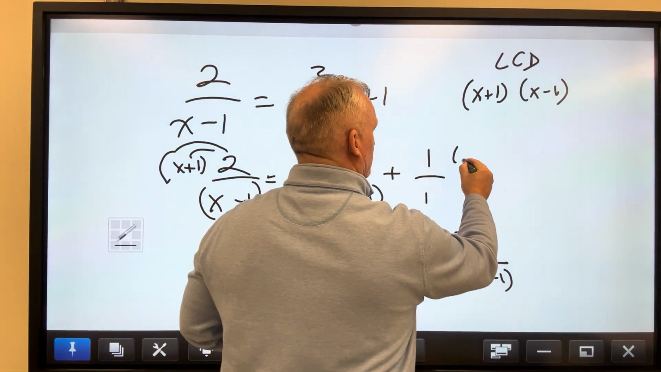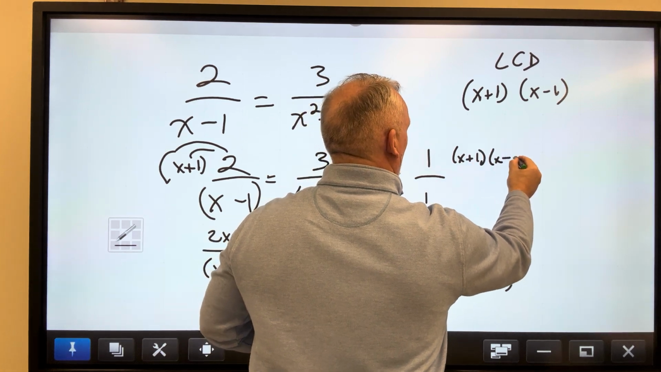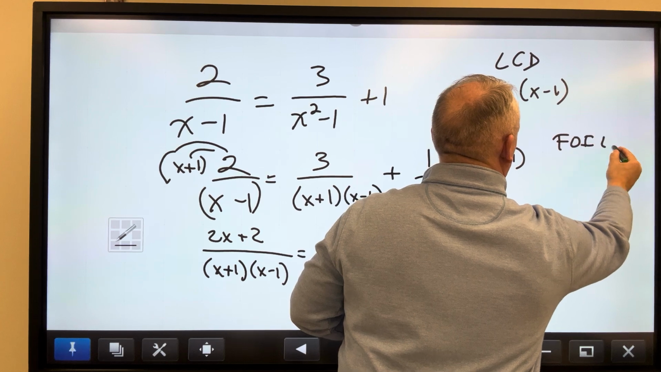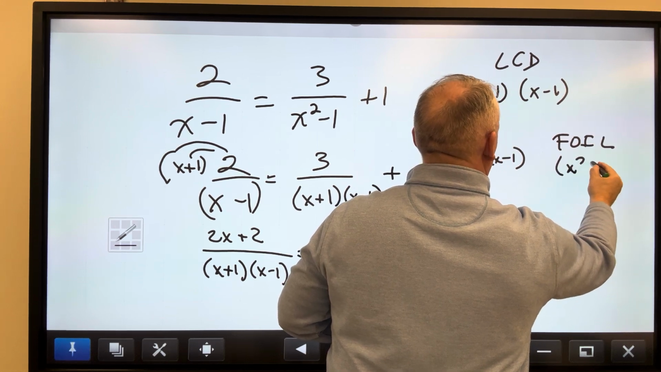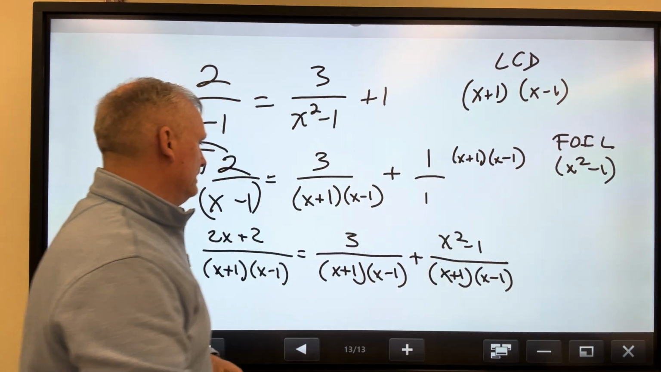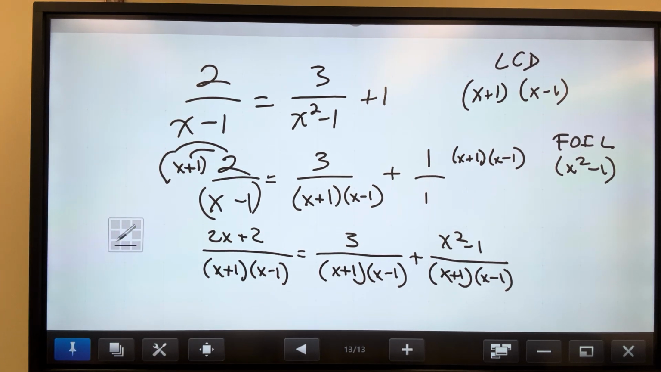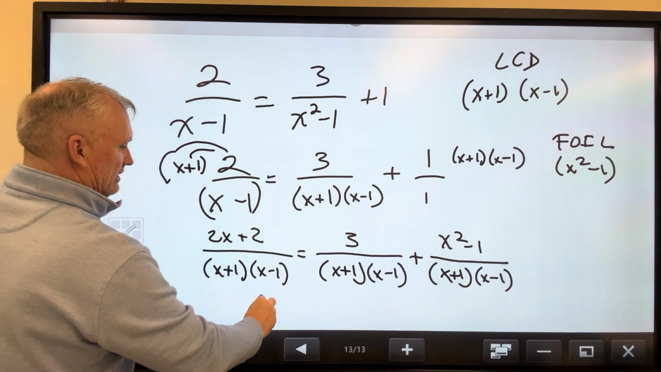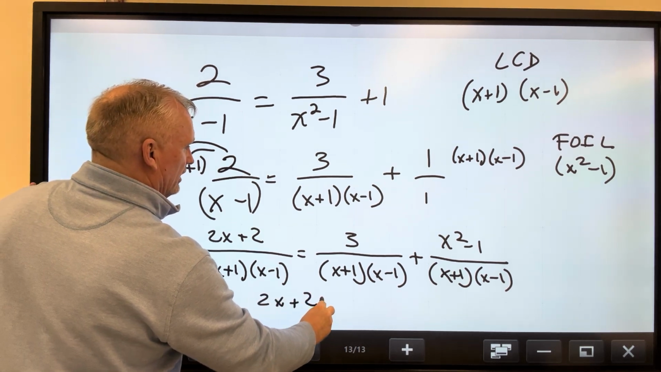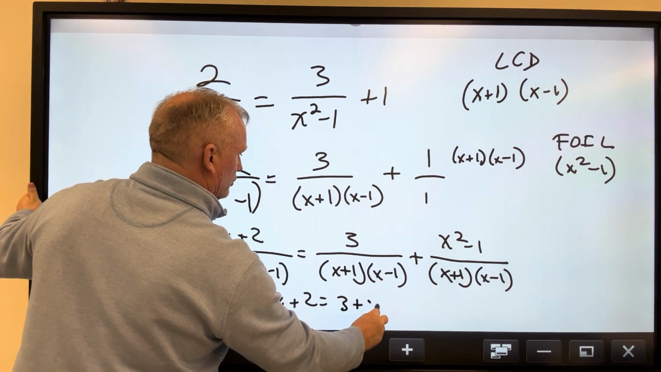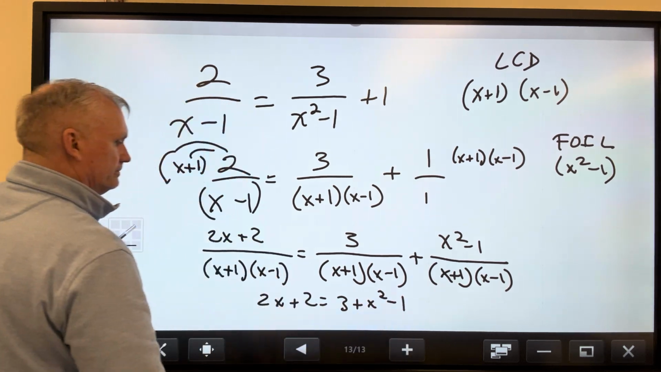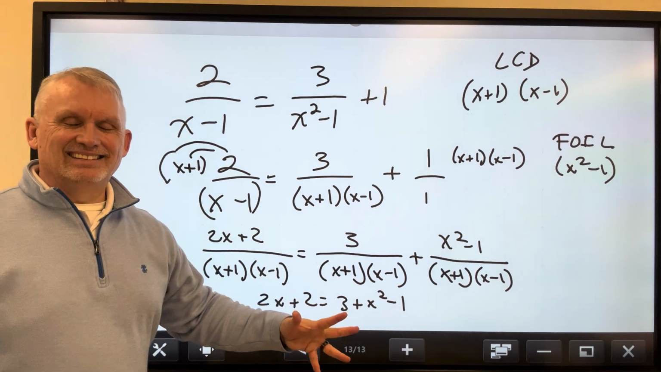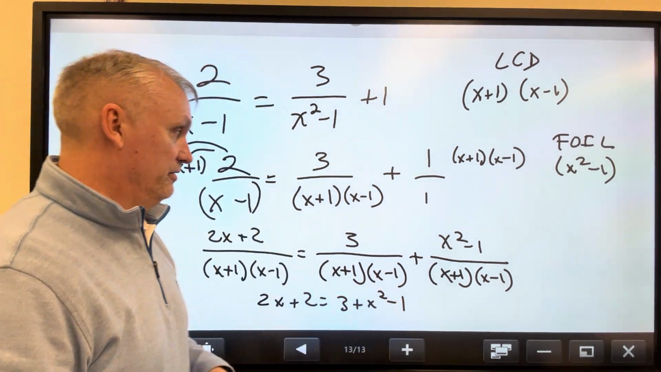This I have to multiply by x plus 1, x minus 1. But if I FOIL this, I get x squared minus 1. Eliminate the denominators, drop them off. So I've got 2x plus 2 is equal to 3 plus x squared minus 1. I've got to set this equal to 0 and solve.